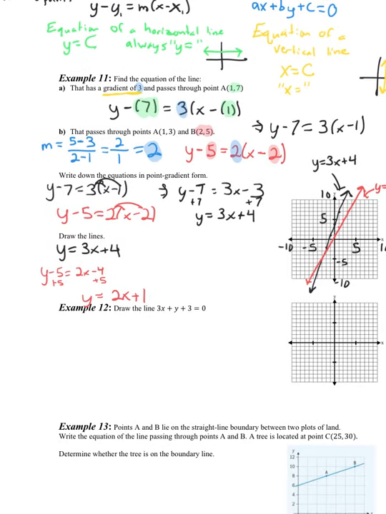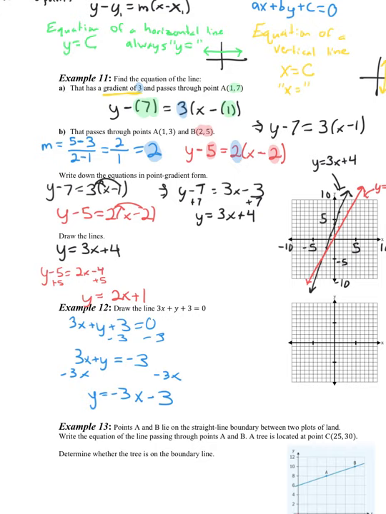All right. So now example 12 here is given in standard form or general form. And it says go ahead and draw the line for 3x plus y plus 3 equals 0. For this one, you're going to want to solve for y in order to graph it. So start by, you can either subtract 3x or subtract 3 from both sides, and then you'll do the next subtraction. So negative 3x minus 3.